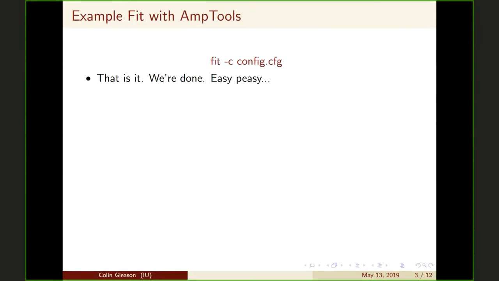So fit is the code that actually runs the fit from AMP tools. There are examples of this. I think this is part of the GlueX repository.